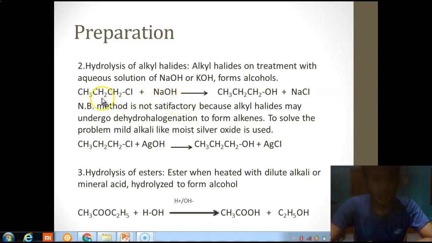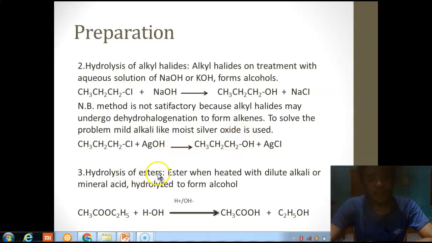You have to remember that this method is not satisfactory. Why? Because alkyl halide itself can undergo dehydrohalogenation, that is one hydrogen and one chlorine will be lost from here, and ultimately it will form one double bond, so we'll get an alkene. To overcome this problem, we will use a mild alkali like moist silver oxide, AgOH, so that Ag will take up the Cl, AgCl will precipitate, and we will get the primary alcohol. So just remember this one.